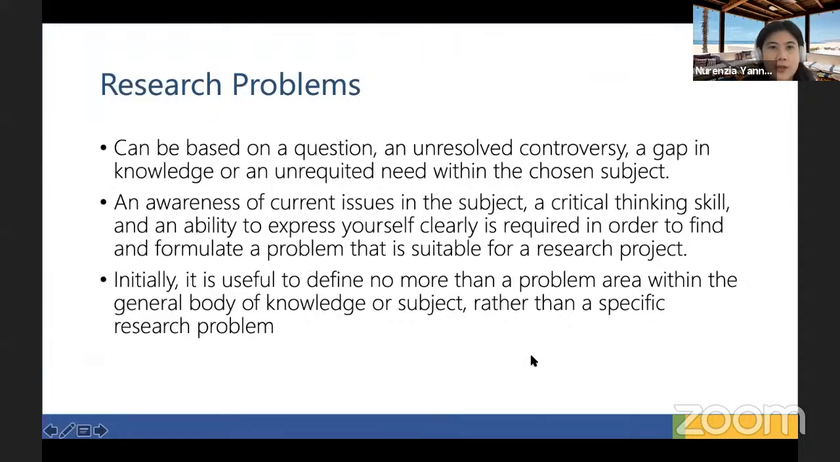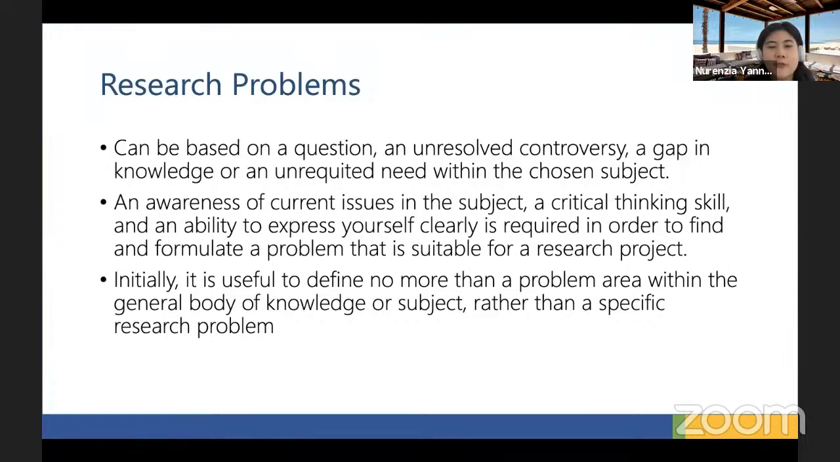Okay, so let's go here. Definitions and also descriptions of research problems. A research problem can be based on a question, an unresolved controversy or a gap in the knowledge, or an unrequited need within the chosen subject. Jadi pertanyaannya itu kalau bisa yang menarik dan sesuatu yang belum pernah digali gitu ya.